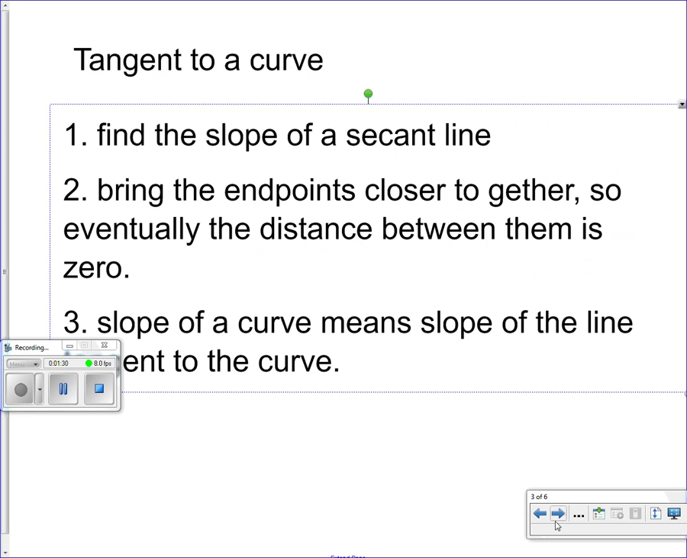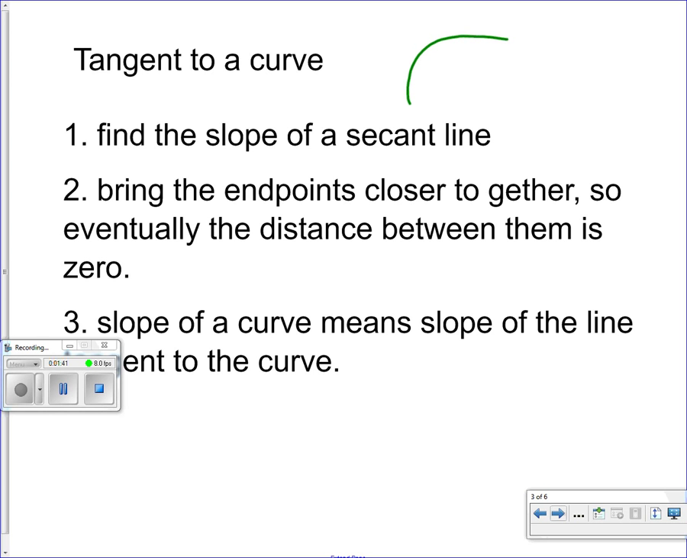So how do you find a tangent to a curve? To find a tangent to a curve, you're going to first find the slope of a secant line. So let's just touch back on vocabulary. Here's a curve. The tangent line only touches the curve at 1 point. But we need 2 points to calculate slope. So instead, we're going to use a secant line. I'm going to do that one in red. A secant line is a line that touches at 2 points. So the red is an example of a secant line.